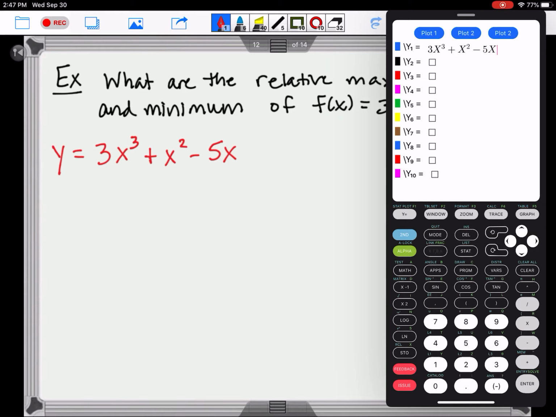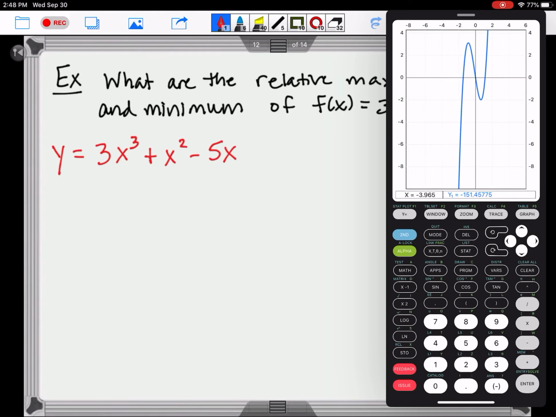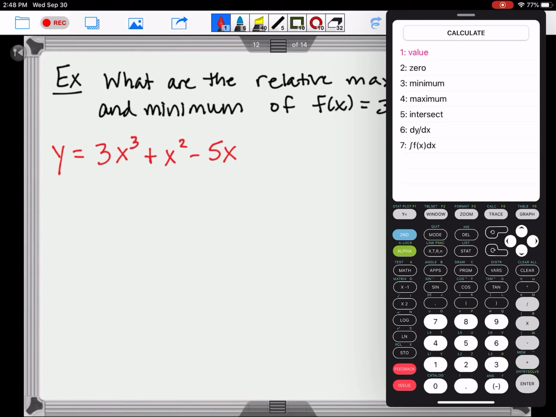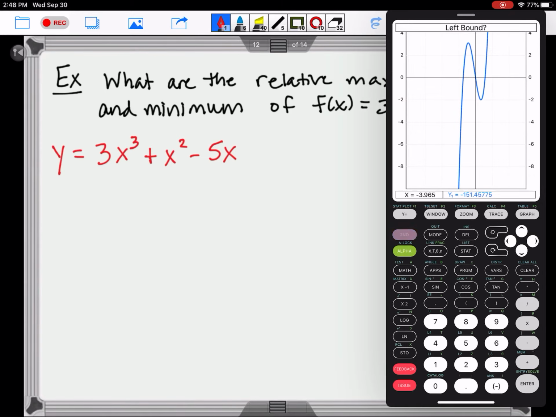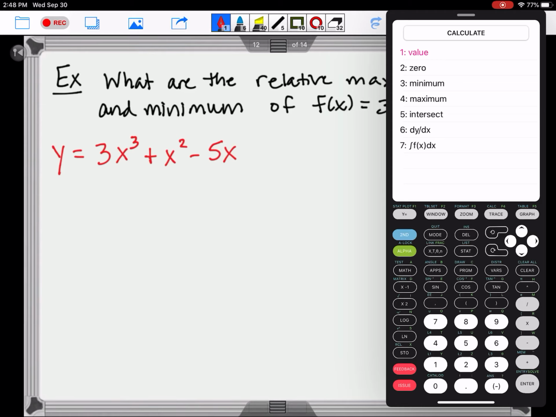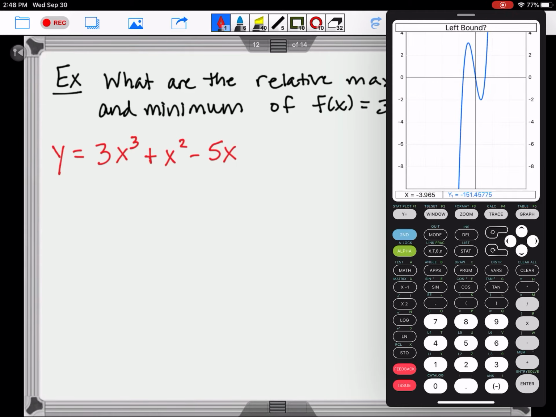minus 5x. Okay. And if I graph that, you'll notice here that you have an increasing graph. It has a relative maximum. It decreases. It has a relative minimum. And then it's increasing. So I want to calculate those zeros. Nope, I want to calculate number 3. Let's go minimum. Okay.